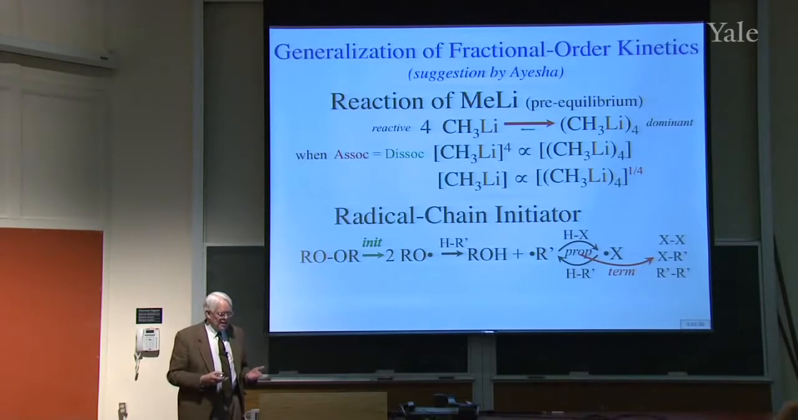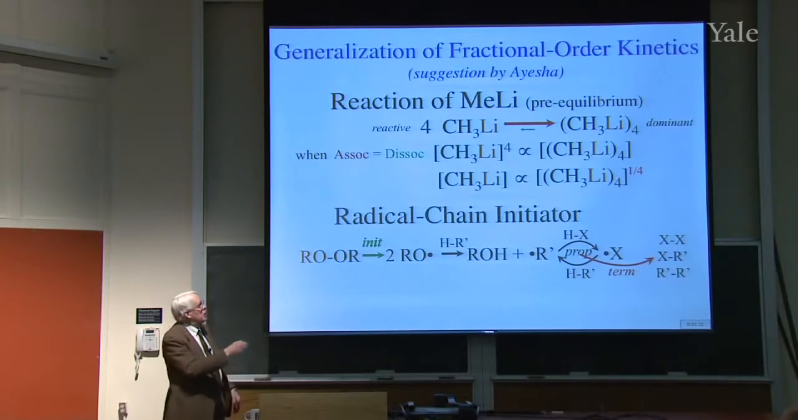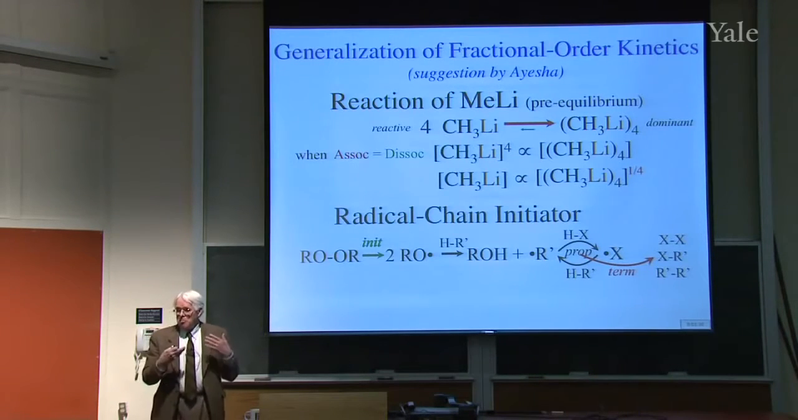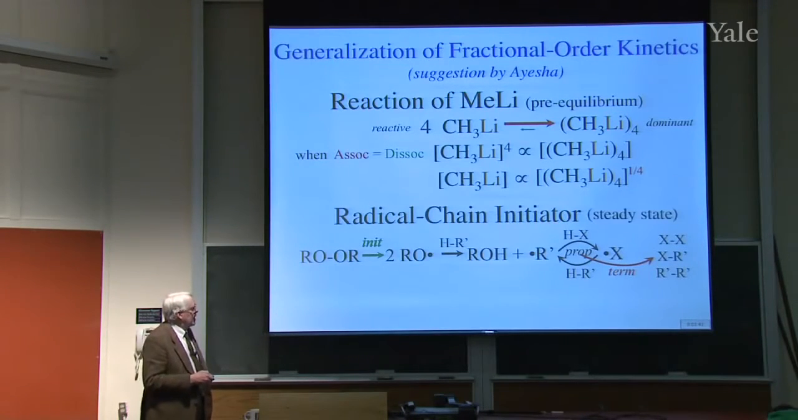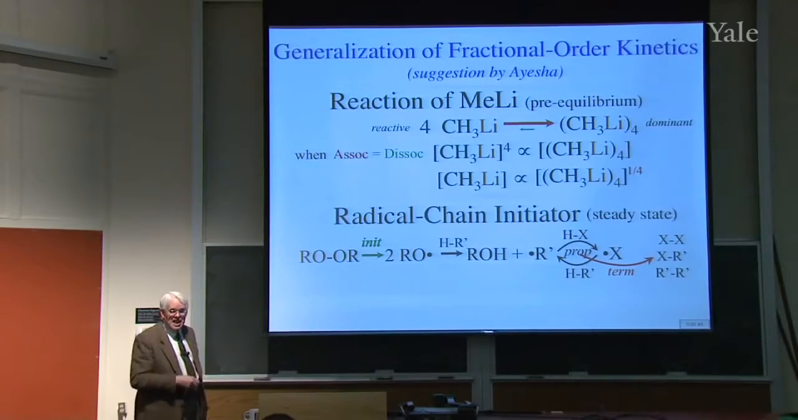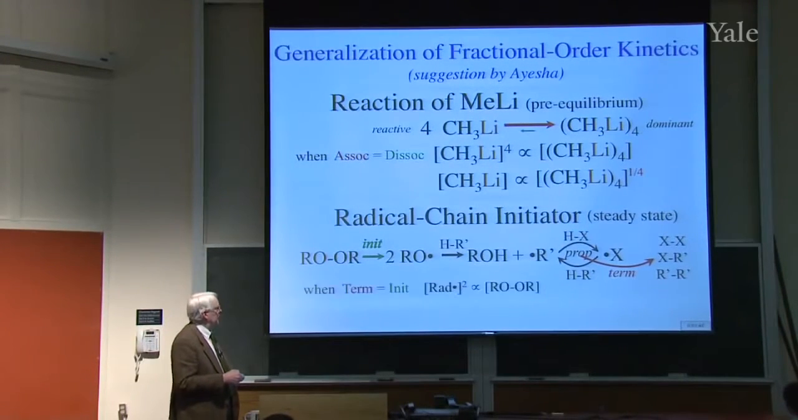So at first glance, this doesn't look very similar to the equilibrium on the top. This isn't an equilibrium at all, right? You're not going back to the starting material. You're not getting back to the peroxide. So this one is an example of a steady state instead of an equilibrium.